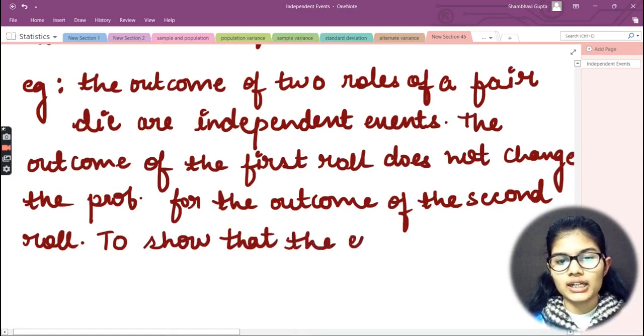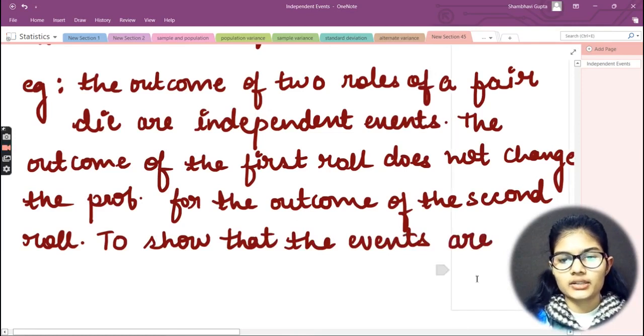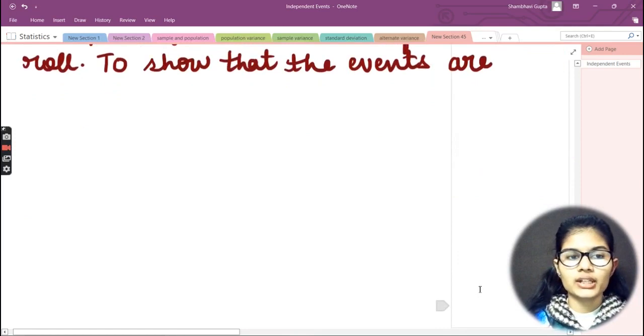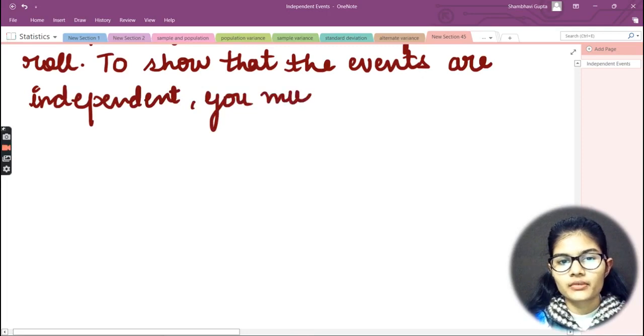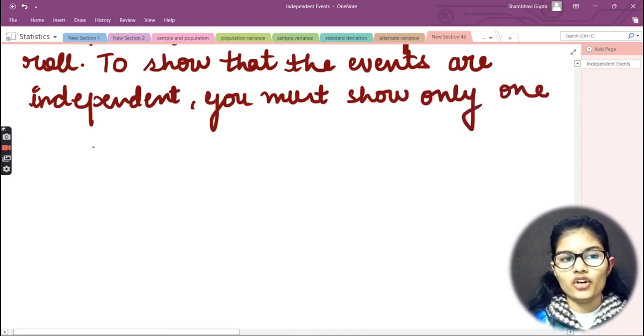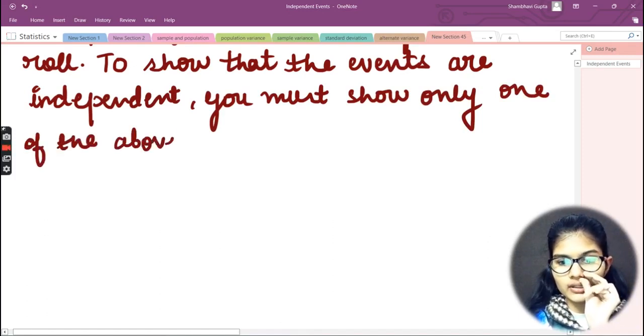So to show that the events are independent, you must show only one of the above conditions. Only one of the above. And here, one second, above here go the conditions.